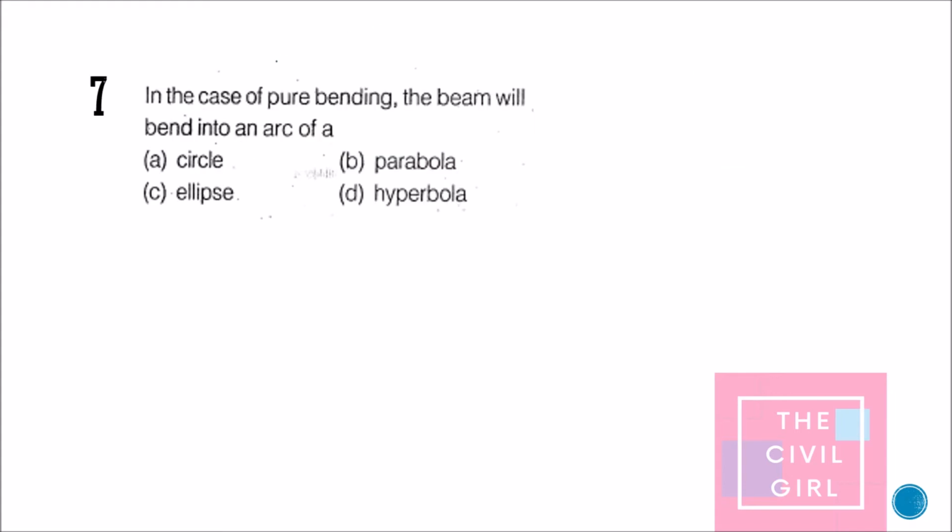Going to the next question. In case of pure bending, the beam will bend into an arc of what? We know in pure bending the neutral axis will bend. It is an ideal case, so it will resemble the shape of an arc of a circle.